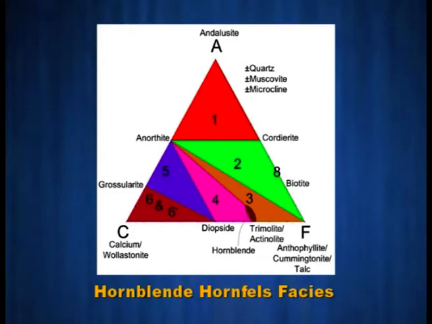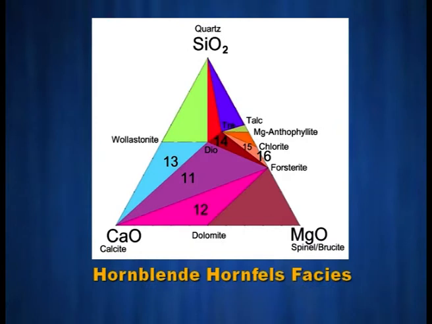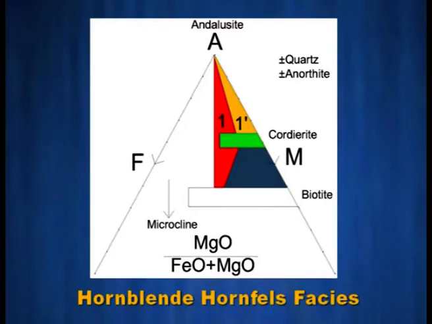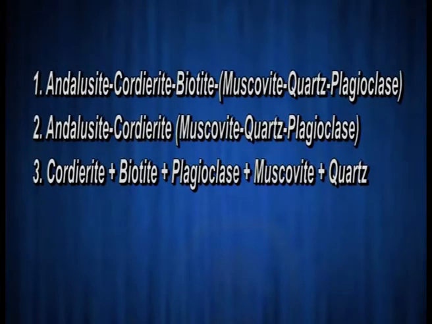Mineral assemblages. See the ACF, AKF and CaO, MgO, SiO2 diagrams on the screen. The pelitic rocks assemblage: andalusite, cordierite, biotite, muscovite, quartz, plagioclase. Second, andalusite, cordierite, muscovite, quartz, plagioclase. Third, cordierite plus biotite plus plagioclase plus muscovite plus quartz.